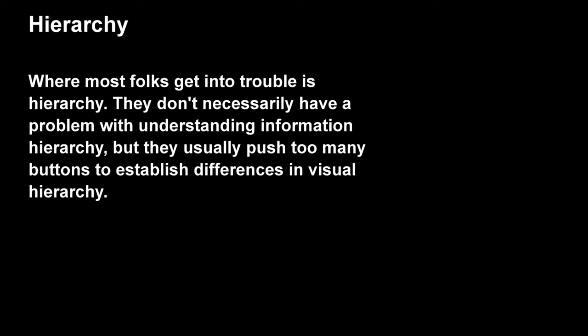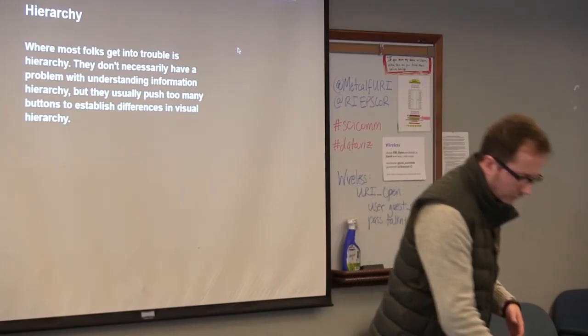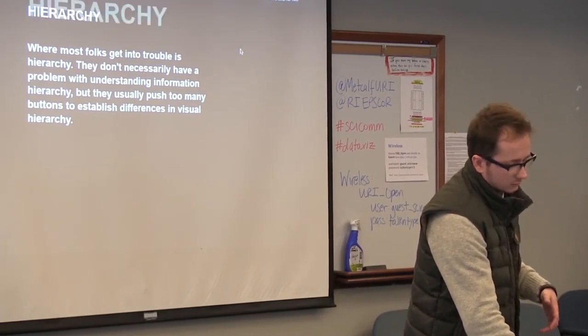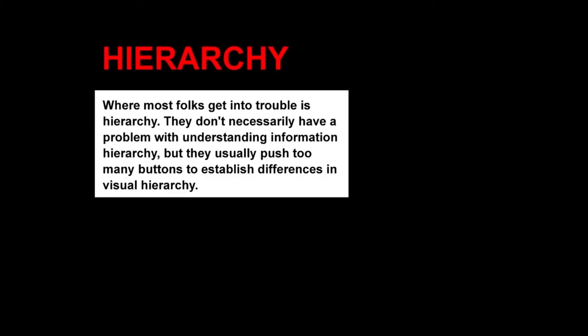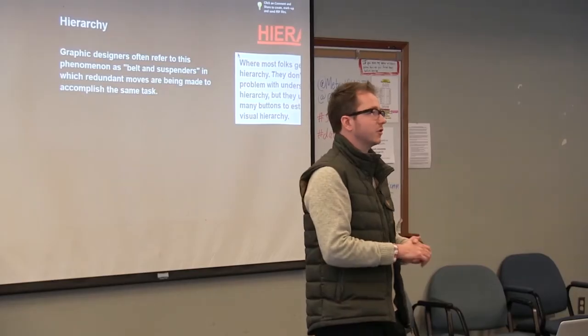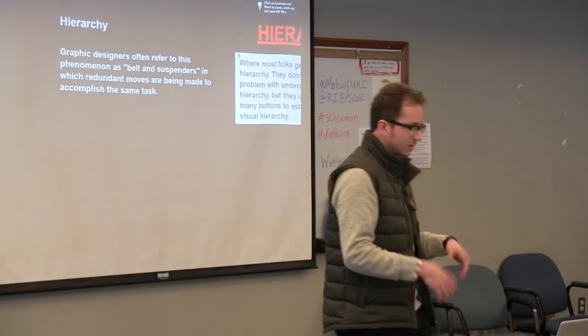They don't necessarily have a problem with understanding information hierarchy, but they usually end up pushing too many buttons in order to establish those differences visually. And what I mean by that is, you know, making things big, maybe making things red, maybe outlining something in a box, and it gets crazy. And so graphic designers often refer to this phenomenon as belt and suspenders, which is redundant moves being made to accomplish the same task. So you don't often need to wear a belt and suspenders at the same time.